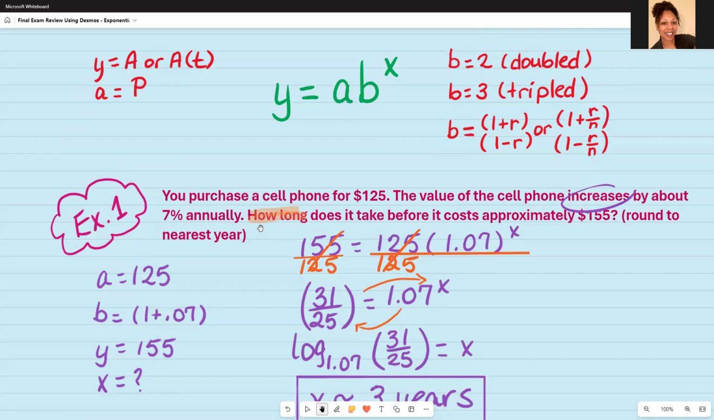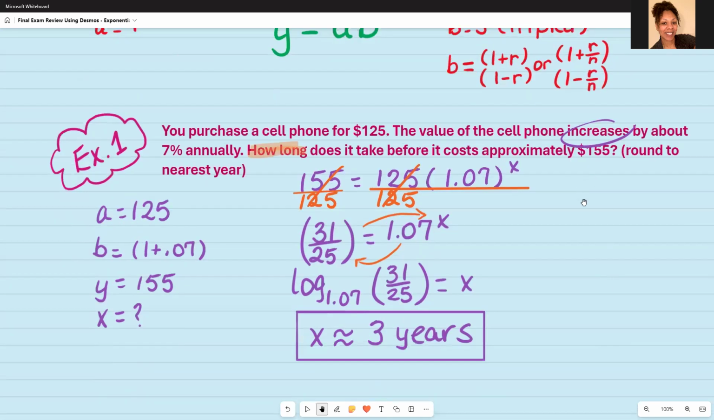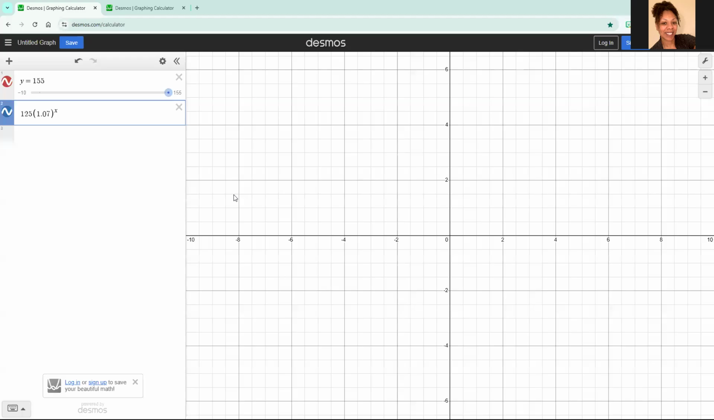The question is asking you how long. So that means the variable X is what you're trying to find. But how long does it take before it costs approximately $155? So that's a future amount. So that's going to be the Y value, 155. This is important to know because once I go to Desmos, I can just go ahead and put Y equals what's on this side of the equation in this example. So that's going to look like Y equals 155.